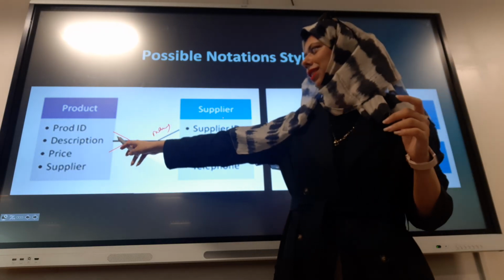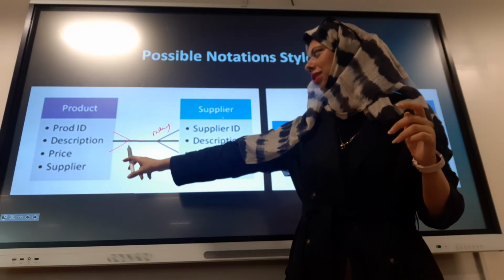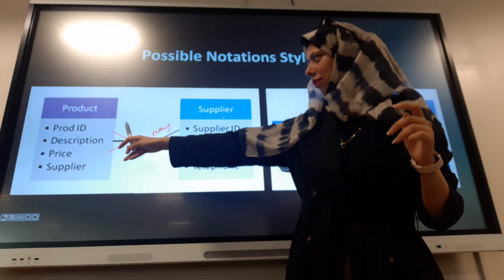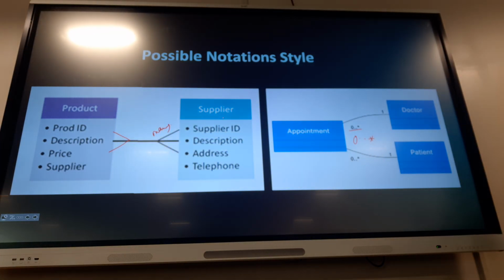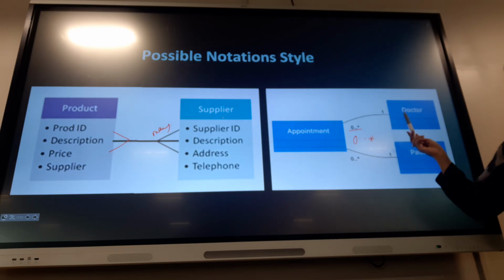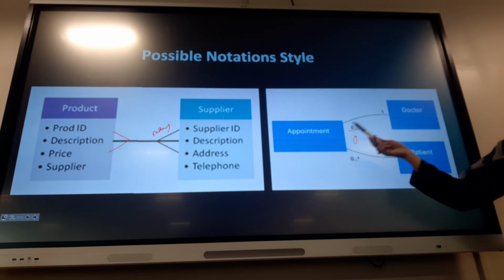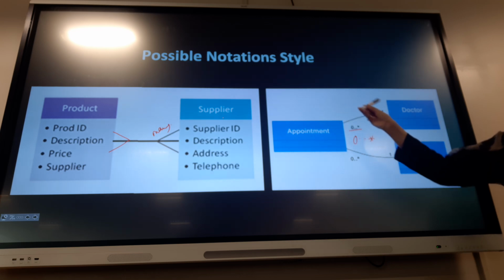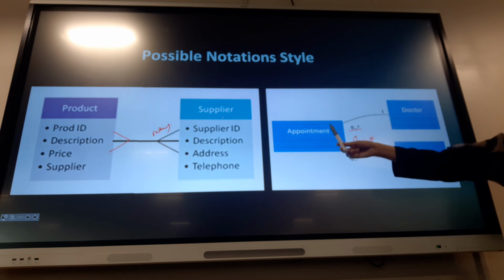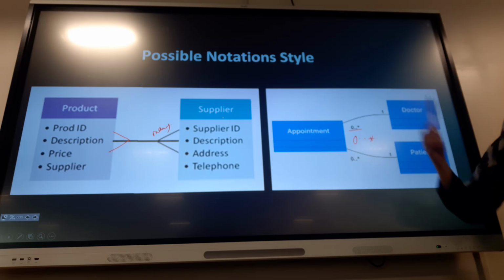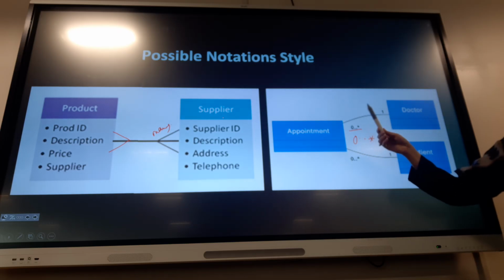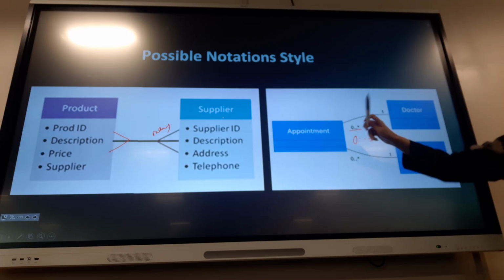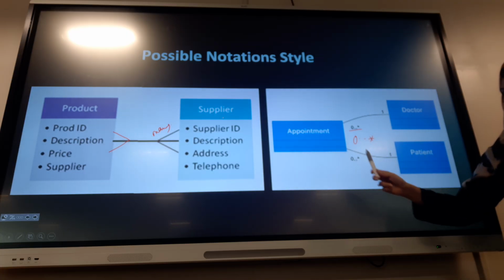If this was that presentation, how would you say it? Suppliers can have many products, and a product could have many suppliers. For the second one, one doctor can have no appointments or many appointments. Excellent. And for each appointment, try reading it. Each appointment corresponds to one patient. Perfect. So that's how we read it, left to right and right to left. Who can try the other one?